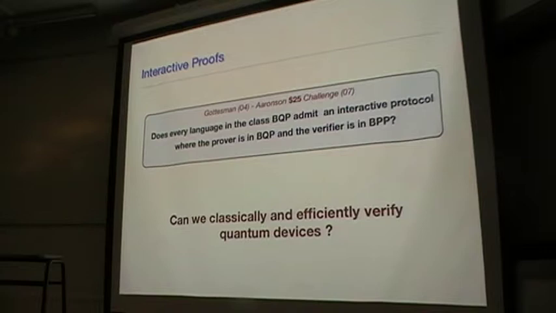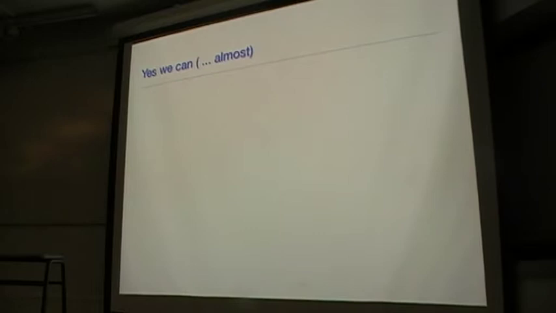Maybe the new element here is that we want to emphasize the efficiency, because we're going to run our classical machine or classical bounded resources to do this test. And the answer is yes, we can, but almost. And in a couple of slides, I'll tell you why this is almost.